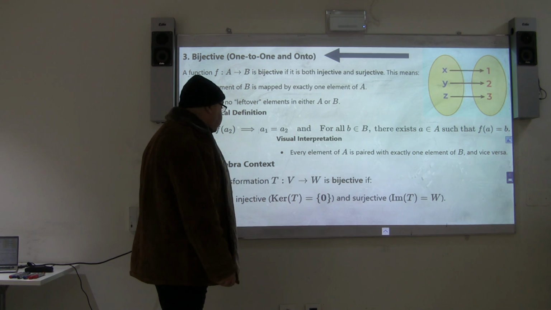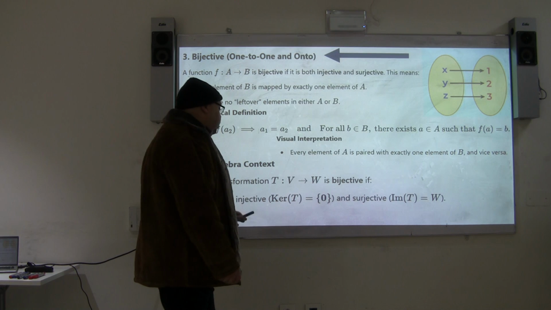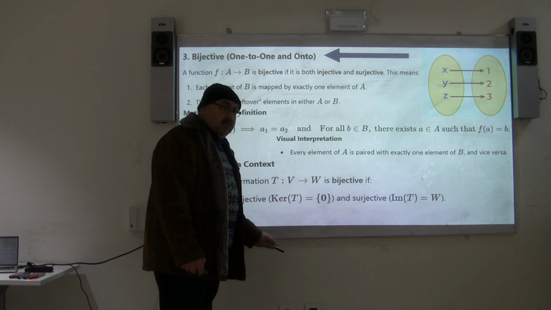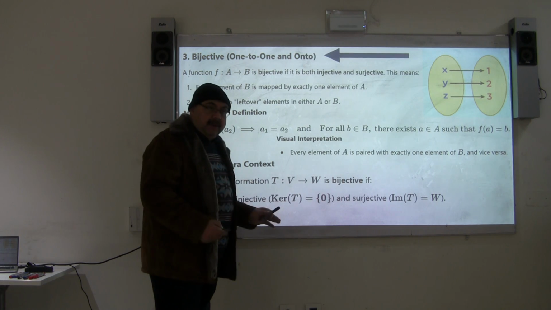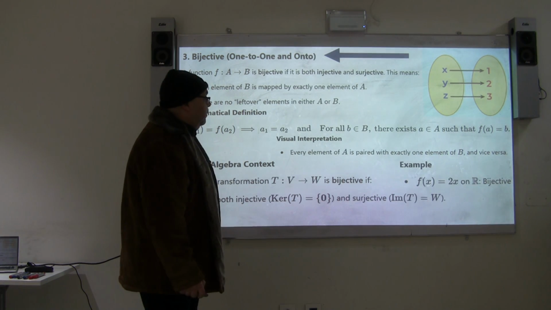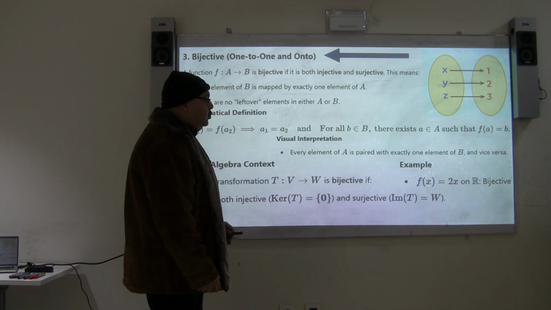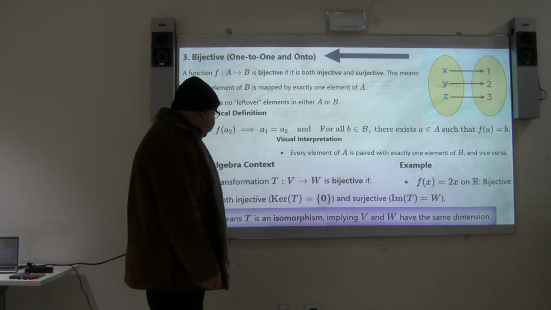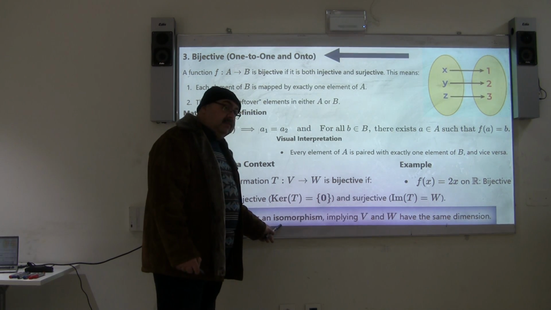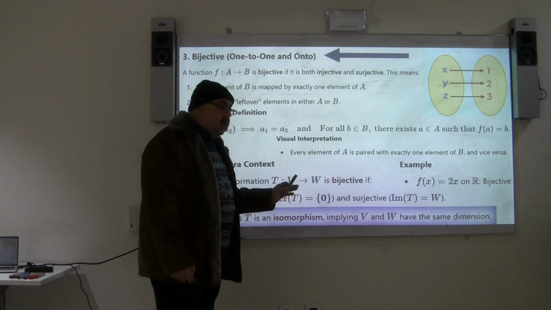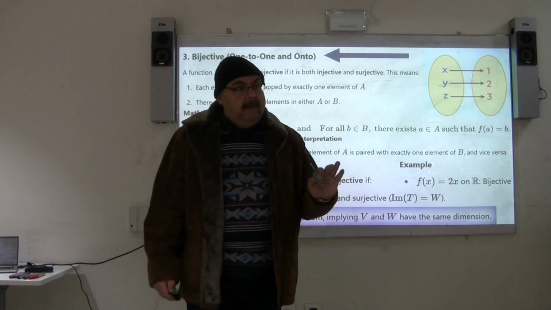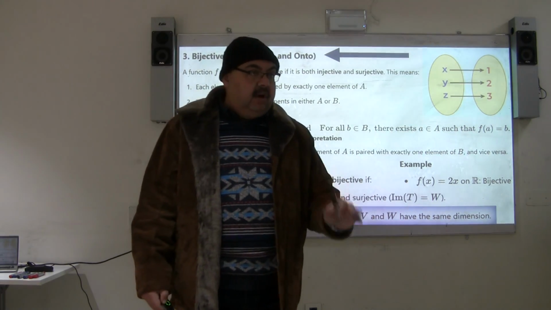In the linear transformation, if you remember, bijective means the kernel is equal to 0 and the image is covering or spanning the codomain. Okay, that's a linear element. Of course, f of x is equal to 2x is bijective. This means T is an isomorphism. Also, you can hear this expression, isomorphism. What's the meaning of isomorphism? It implies that V and W have the same dimension and they are inverses of each other, they are bijective. Okay?